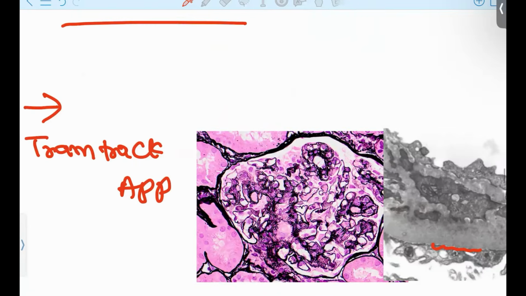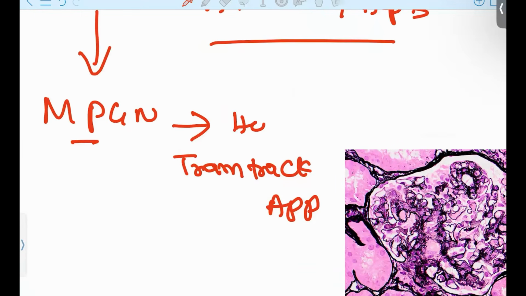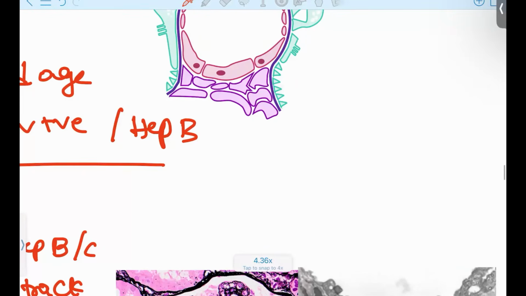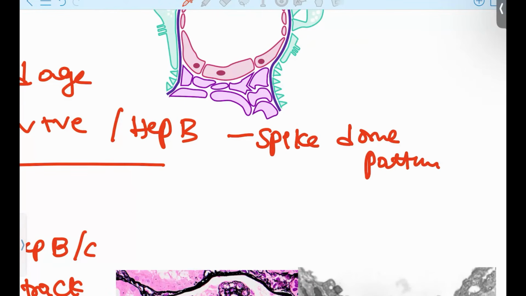Okay, and this is seen with the patients who are again suffering from hepatitis B or C commonly. And in the MGN, the membranous glomerulonephritis, you will be seeing the spike and dome pattern. Okay, spike and dome pattern is seen in these patients.